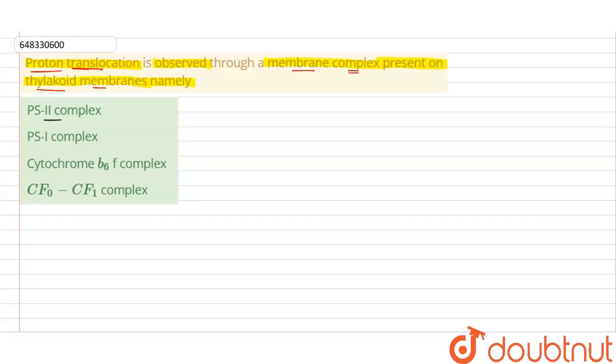Options are PS2 complex, PS1, then cytochrome B6F complex, and then CF0, CF1 complex. Now here, for proton translocation, you have to understand the main thing: that there is a cytochrome.